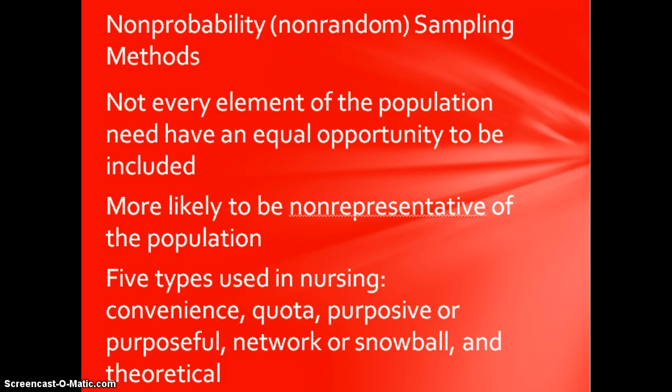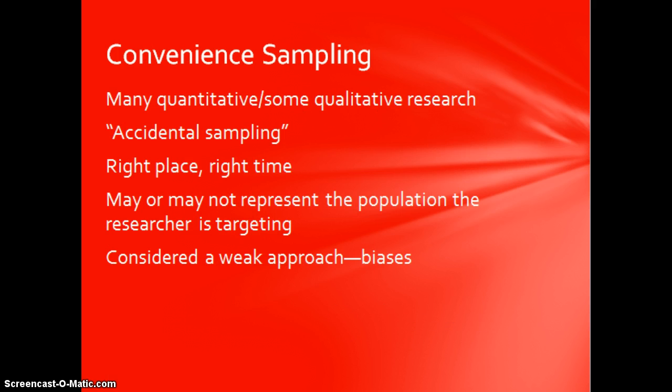In non-probability sampling, not every person in the population has an opportunity to be included in the sample. Non-probability sampling methods increase the likelihood of obtaining samples that are not representative of their target population. The 5 non-probability sampling designs that we look at in your textbook are convenient sampling, quota sampling, purposive or purposeful sampling, network or snowball sampling, and theoretical sampling.